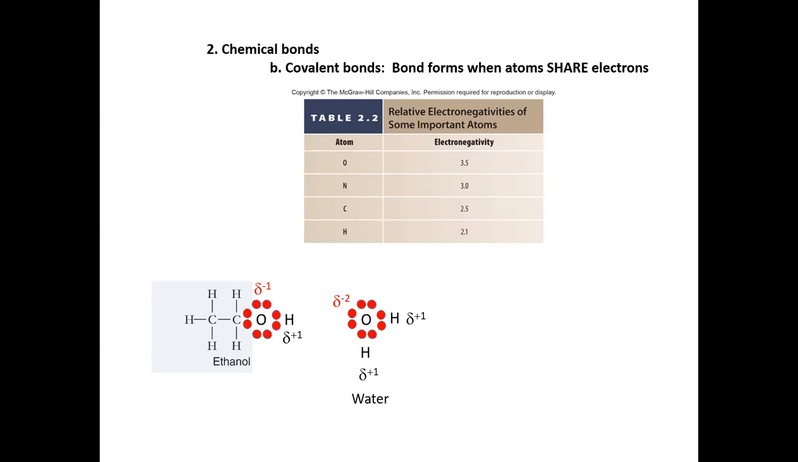So oxygen is sharing electrons with two hydrogens, and it's going to hog the electrons from both of those hydrogens. So both of these hydrogens now have that delta +1, right? That partial charge. And oxygen now is going to be really, really negative most of the time.